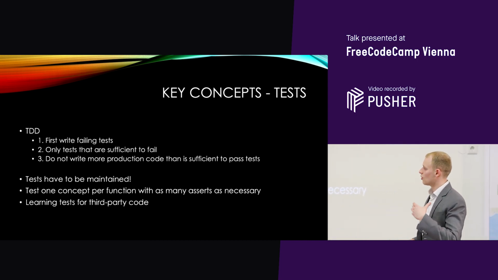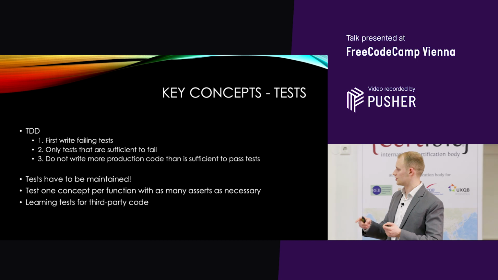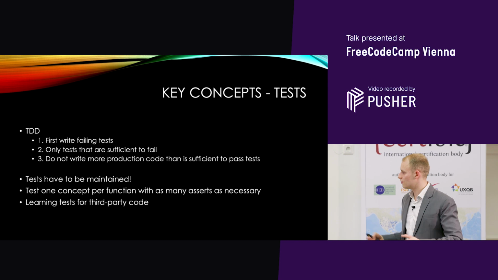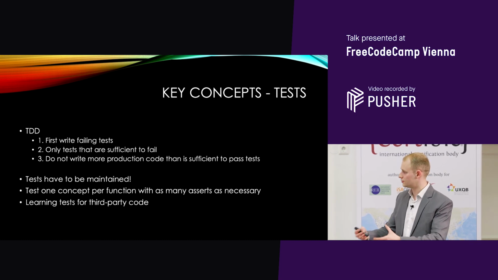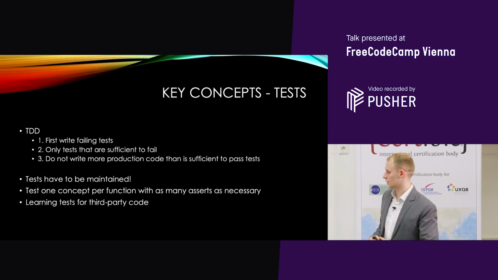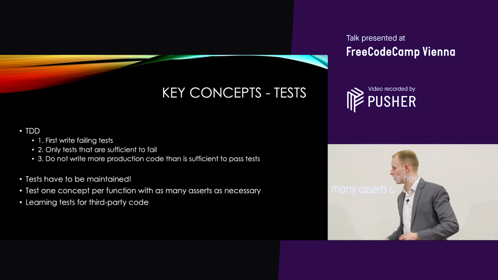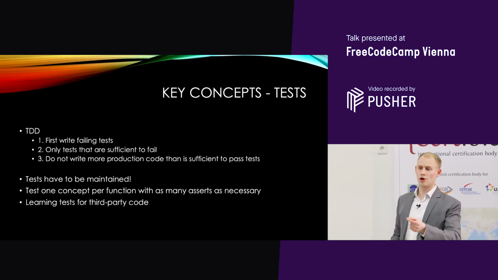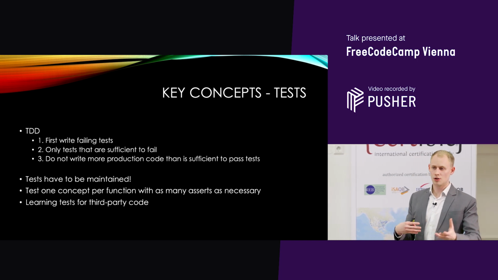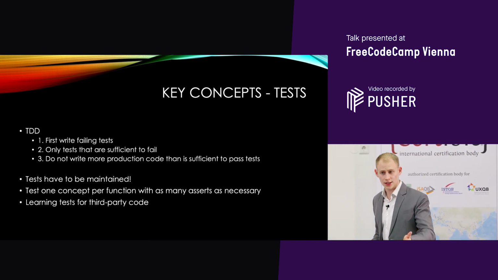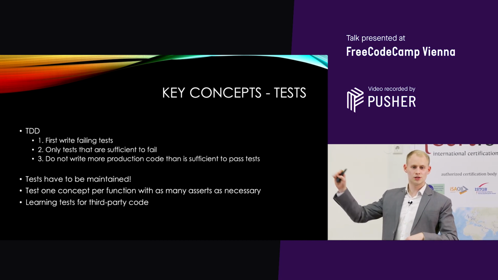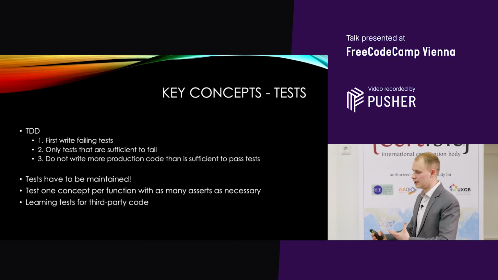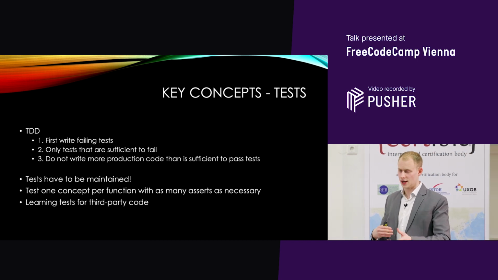Again on tests, just use one concept per function with as many asserts as necessary, but again keep it as short as possible. You don't have to test everything, just the concept that you really want to have applied in the module, for example. Another great thing, which was a little bit surprising for me, is to write tests for third-party libraries. If you're trying to implement a third-party library, like for example Moment.js, have you worked with Moment.js, someone? It's basically a JavaScript library for manipulating dates and time.